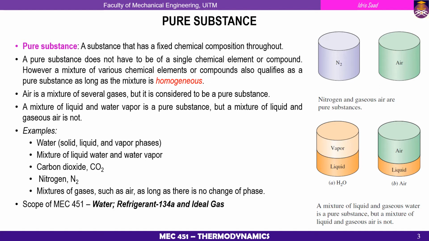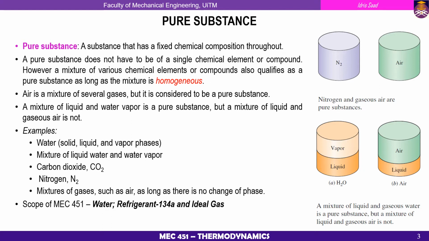Still, the chemical composition of the water is H2O. If we reverse the process from vapor to liquid to solid, the chemical composition of the water still remains as H2O. No matter how many times we repeat this process, the chemical composition of the water is still H2O. So, as a conclusion, if any substance can behave like water to retain its chemical composition, then it is considered a pure substance.